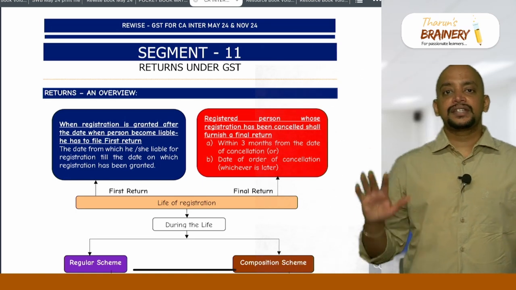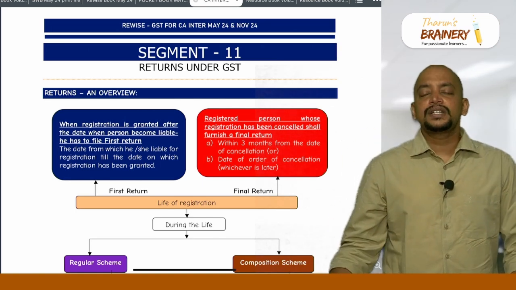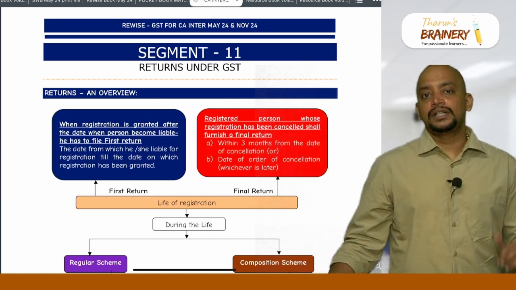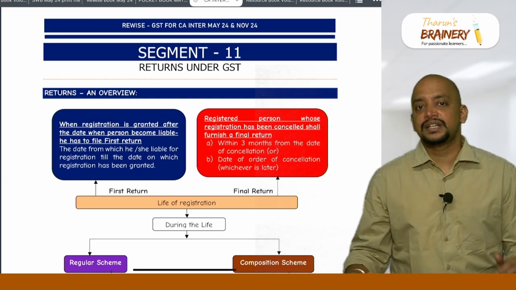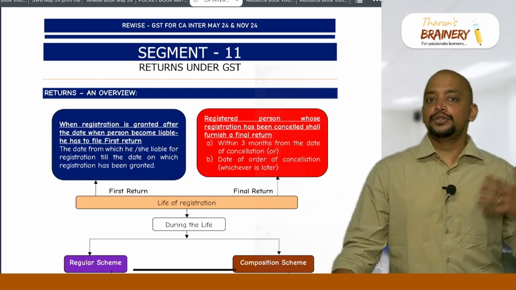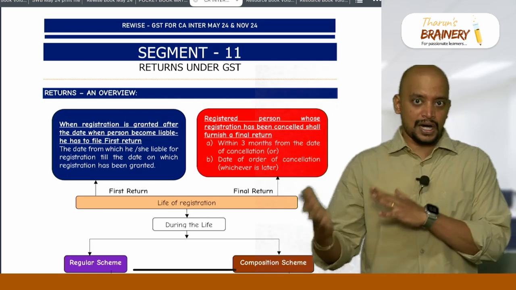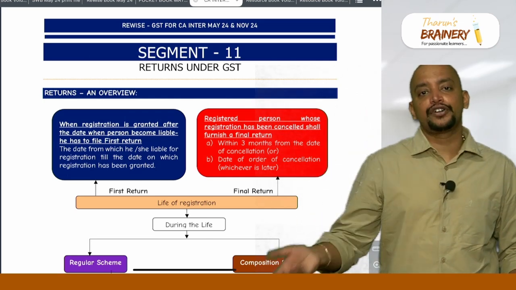So GSTR1 is the first return. Who is required to file GSTR1? Every registered person. What is the time limit? We have two time limits. Suppose the person is under the normal scheme, that is, not under QRMP. Which person will be under the quarterly return monthly payment scheme? One whose aggregate turnover during the previous year does not exceed 5 crores. If their aggregate turnover exceeds 5 crores, they cannot go for QRMP.